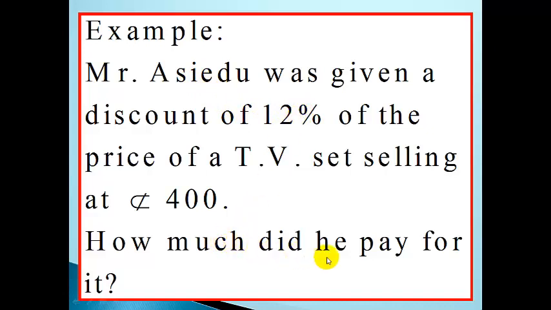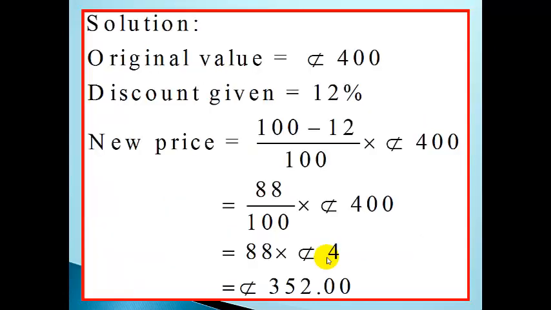Now, let's look at how best to solve this problem. The original value is 400 cedis, and the discount that has been given to Mr. Asiedu is 12%. So if you want to find the new price, it is 100 minus 12 divided by 100 times the original value, that is 400 cedis. Now 100 minus 12 equals 88. So we have 88 divided by 100 times the original value, that is 400 cedis.